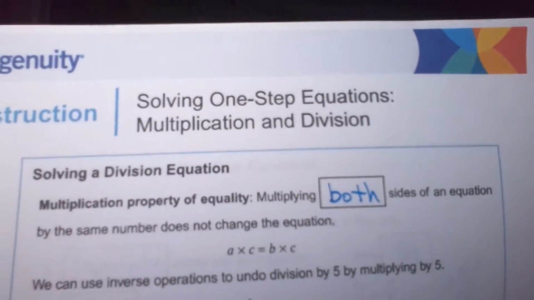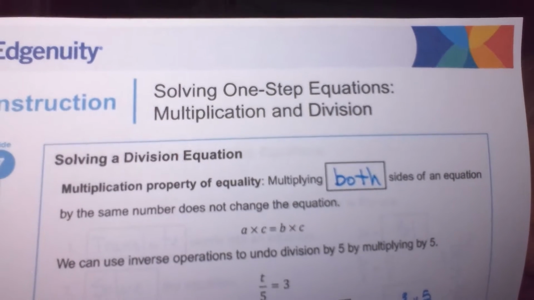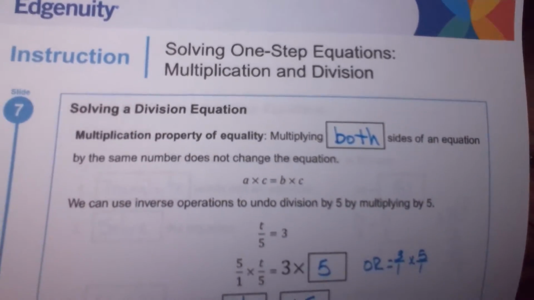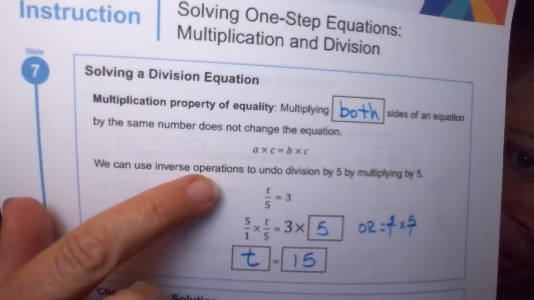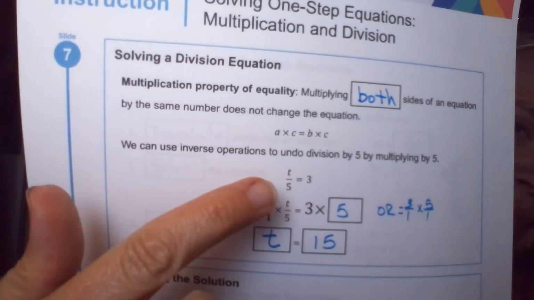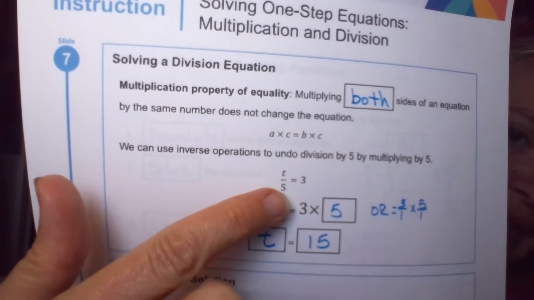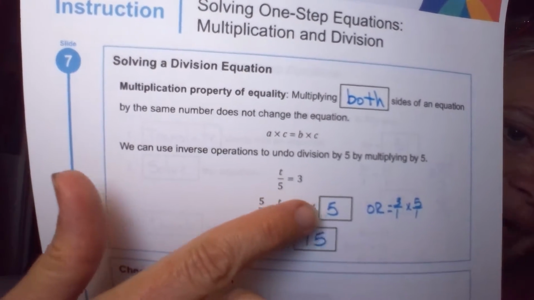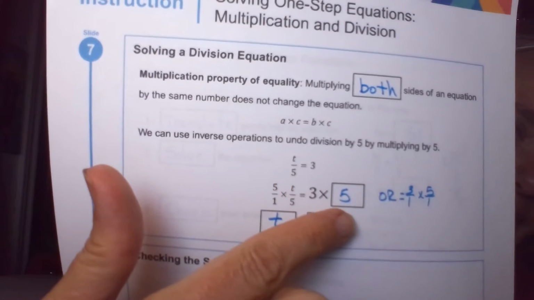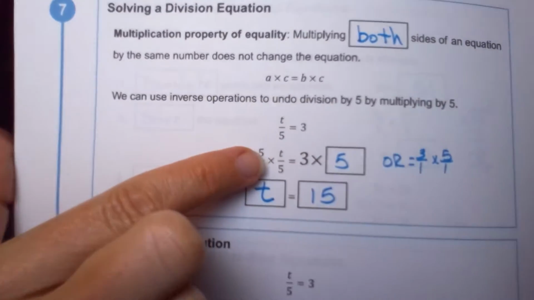If you look at this first one, then it says multiplication property, multiply both sides. So my problem says t divided by 5 equals 3. To undo t divided by 5, I've got to multiply both sides by 5. So on this side you can see where I wrote 3 times 5, which we know is 15. On this side, I'm going to move a little bit closer.